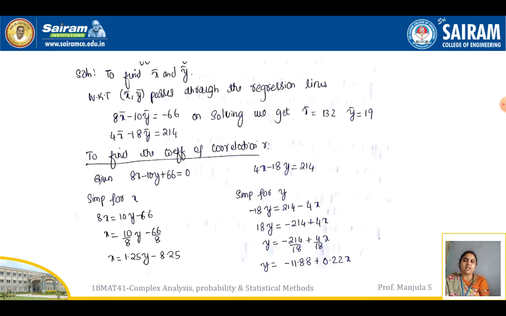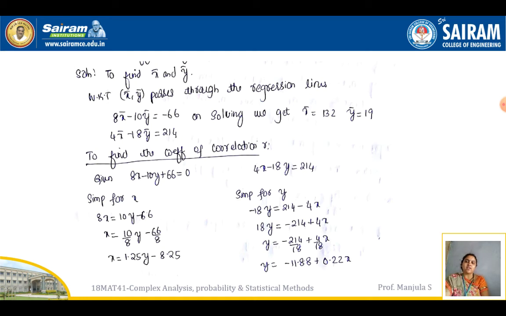In the given regression lines, replace x and y with x bar and y bar, so the equations become 8x bar minus 10y bar equals minus 66, and 4x bar minus 18y bar equals 214. On solving these equations, we get x bar is 132 and y bar is 19. To find the coefficient of correlation, the r value, we have to simplify the equations for x and then for y.